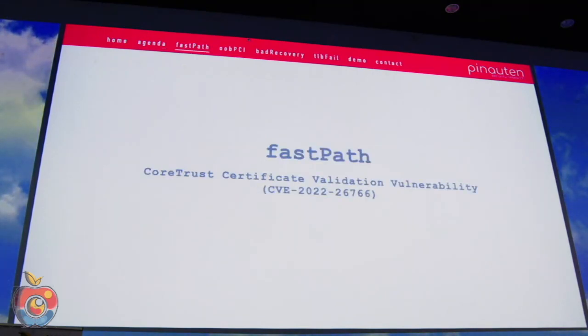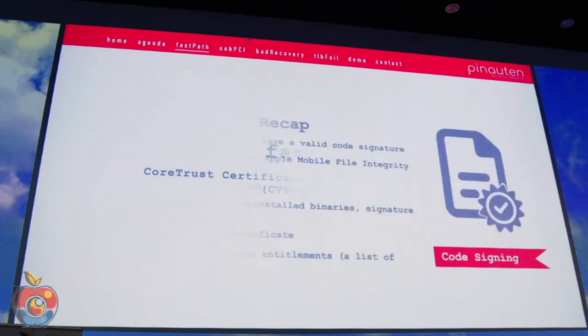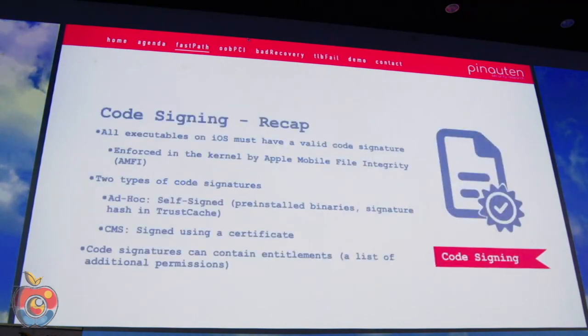Let me start with the first vulnerability, named FastPath, which is a CoreTrust certificate validation vulnerability. And this vulnerability is used to gain initial code execution on the device. Now, code signing, what is that on iOS? On iOS, all executables that are run must be code signed. And this is enforced in the kernel by the Apple Mobile File Integrity kernel extension.